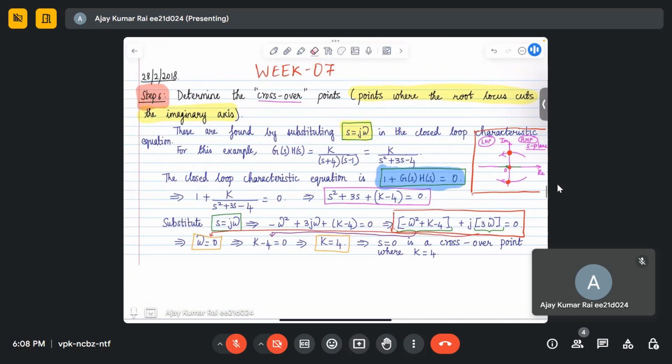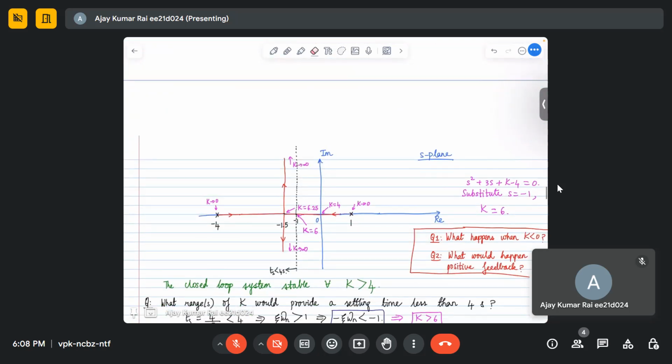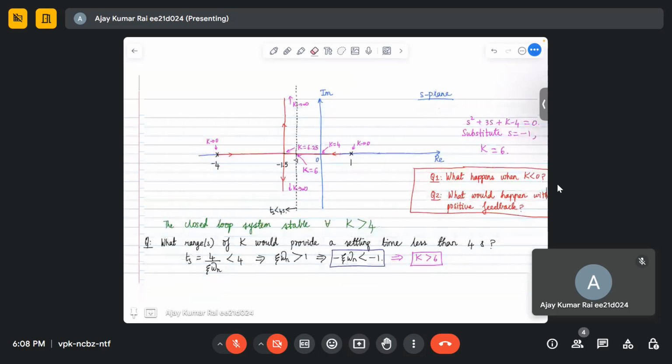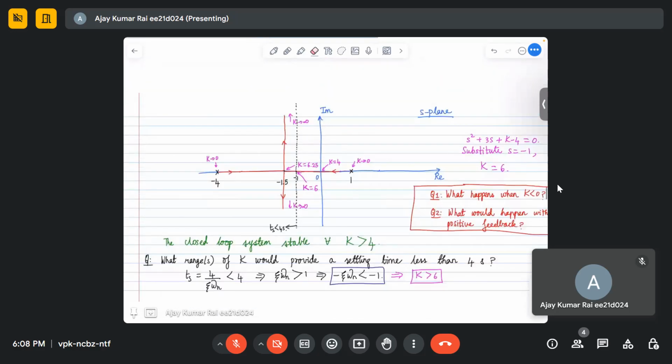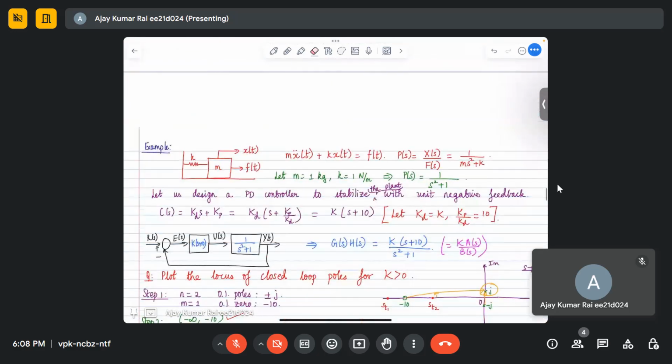We'll do questions and find out what this crossover point is, okay. But you should know what a crossover point is. Definition: points where the root locus cuts the imaginary axis, okay. It can occur anywhere including the origin, okay. So they have taken one example. I hope you have covered this, okay.